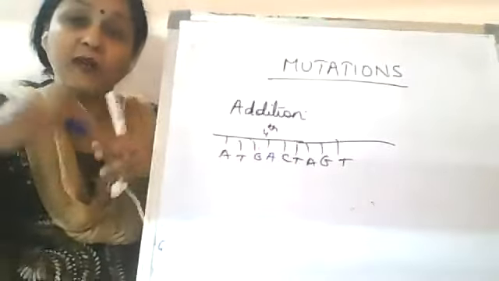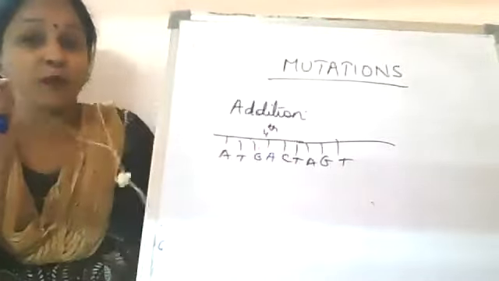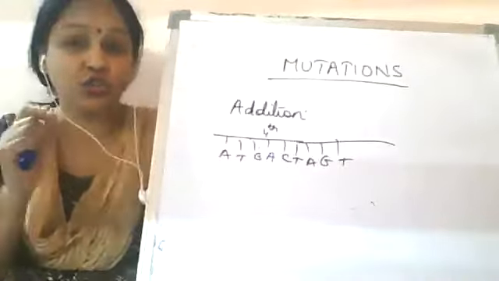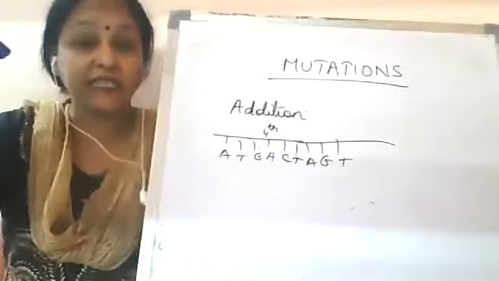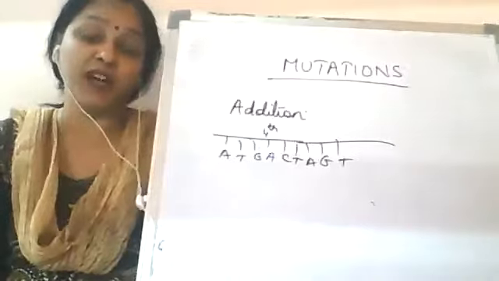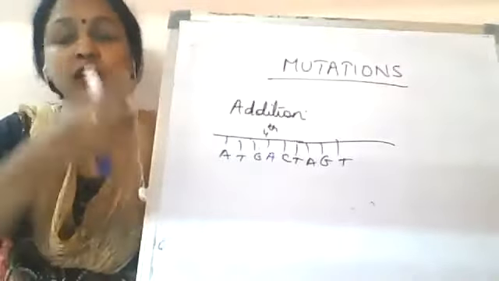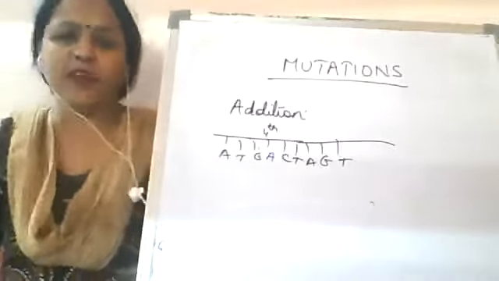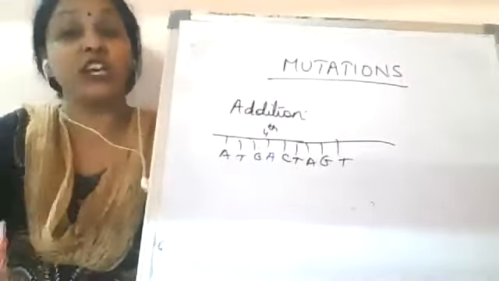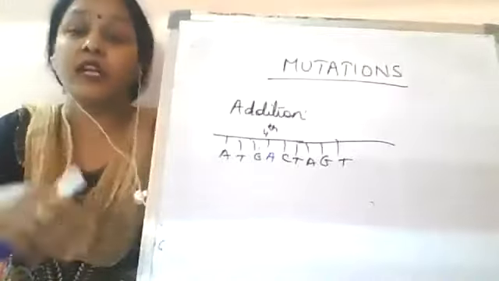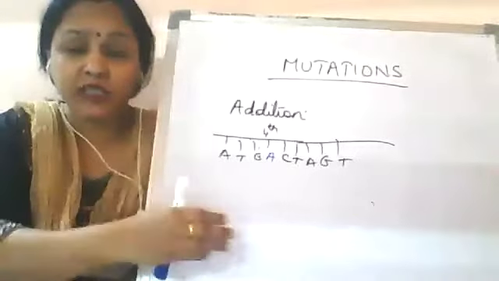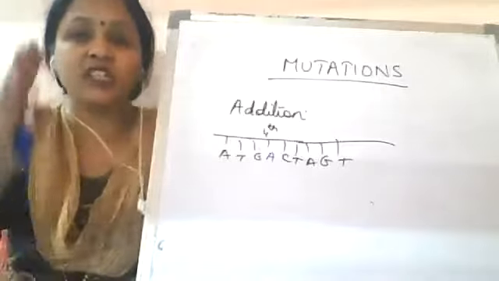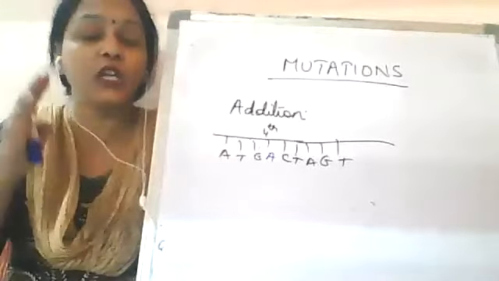This will be a point mutation, and such a point mutation can also lead to many severe diseases, as we'll study in sickle cell anemia. A single point mutation results in such a severe disease. So mutations can be of various types: addition, deletion, inversion. Fine. Then, like single nucleotide polymorphism, any changes in this DNA may lead to a disease condition.